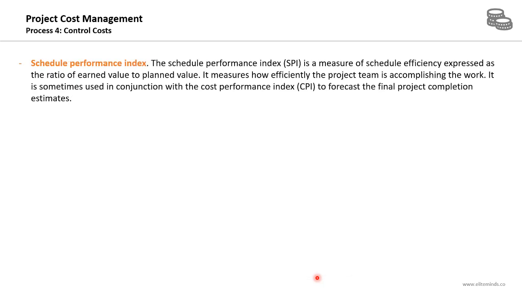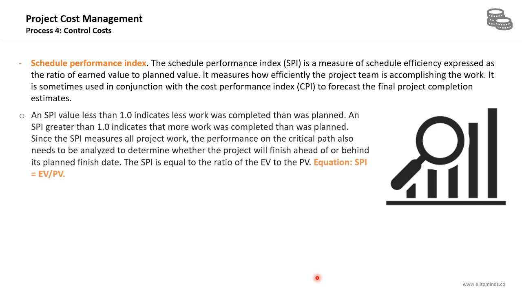Another performance metric is the schedule performance index. It's a measure of the schedule efficiency expressed as the ratio of earned value to the planned value. It measures how efficiently the project team is accomplishing the work. It's sometimes used in conjunction with the cost performance index to forecast the final project completion estimates.